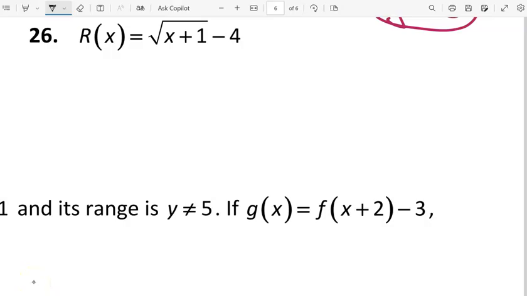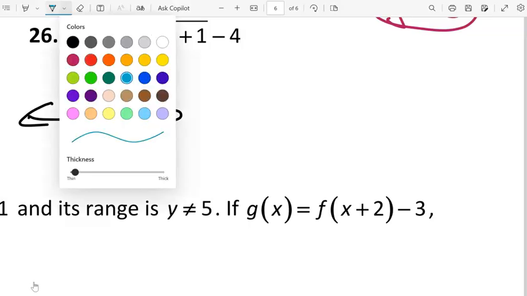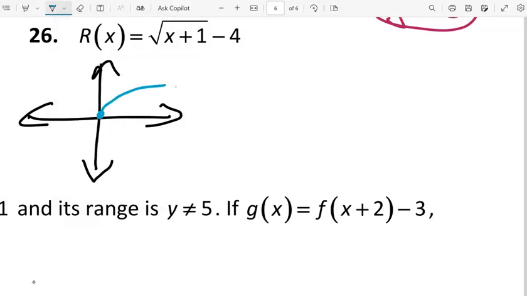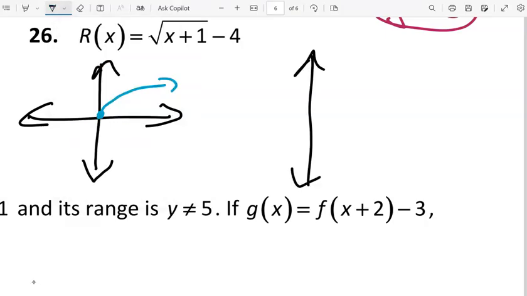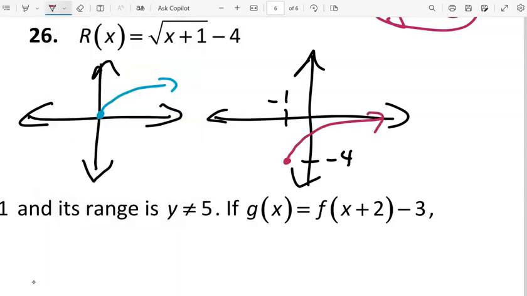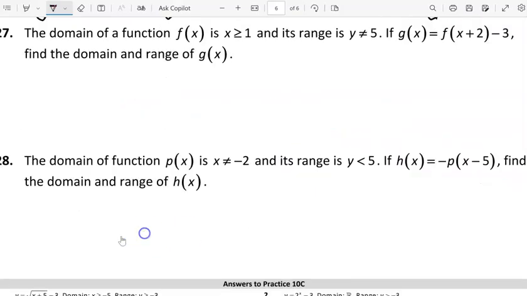In number 26, we have a square root function, so the parent function looks like this, roughly, and the transformed function is simply moved left 1 and down 4. And so the range of this function can be found by considering the lowest y value, which is -4. All other y values are above, so y is greater than or equal to -4.